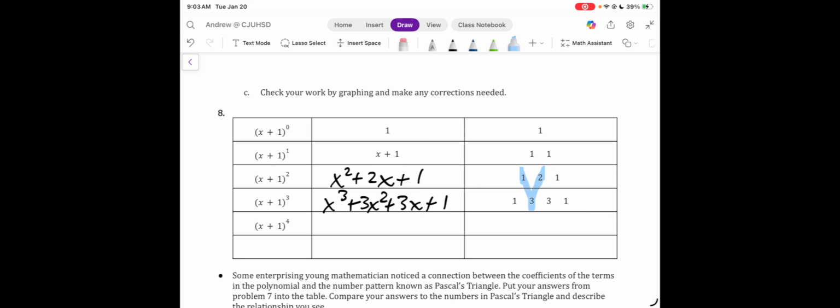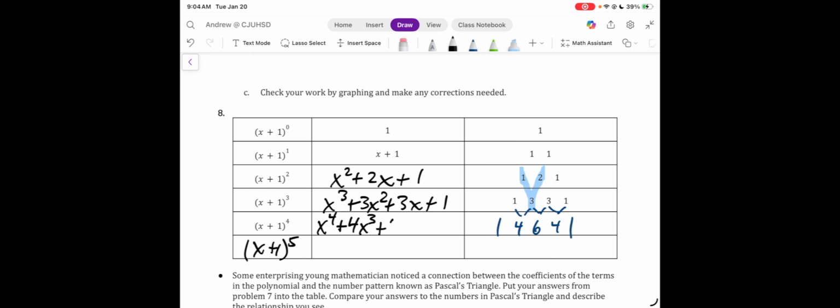So the next line is going to start with a 1. Then we're going to add 1 and 3 to make 4, 3 and 3 to make 6, 3 and 1 to make 4, and then there'll be a 1 on the outside. Let's do one more at the end. X plus 1 to the 5th. So let's write this one. X to the 4th plus 4x cubed. Notice the power is going down.